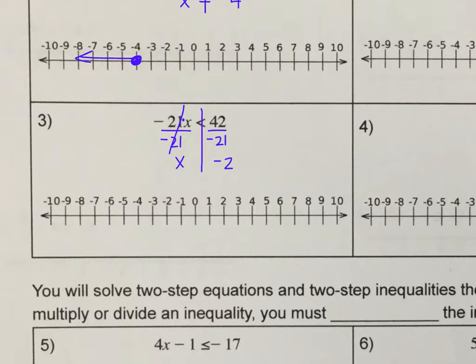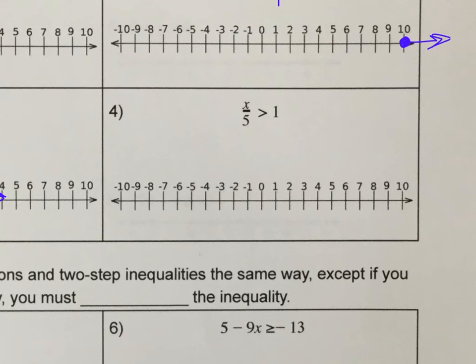All right, this one, you got to be extra careful. I divided by a negative number. When you multiply or divide by a negative number, you flip the sign. So it's an open circle on negative 2, and it's going to go to the right.